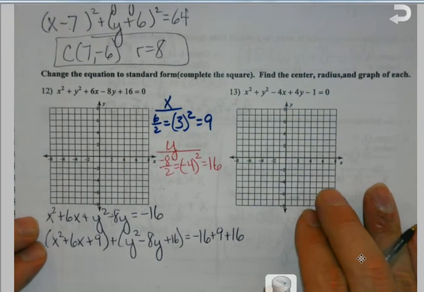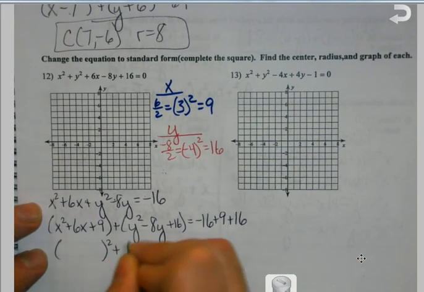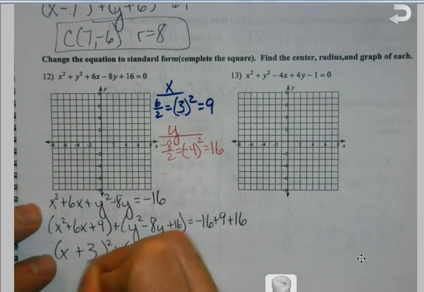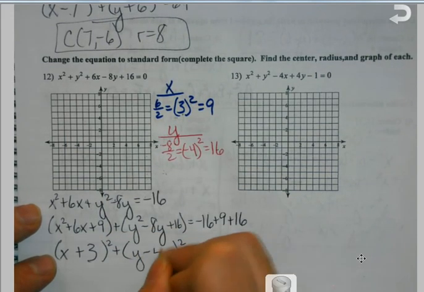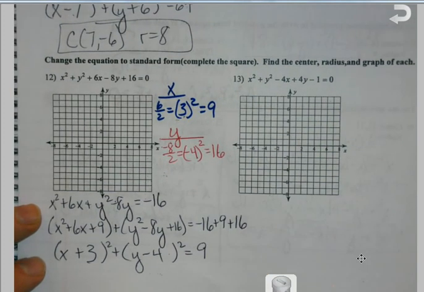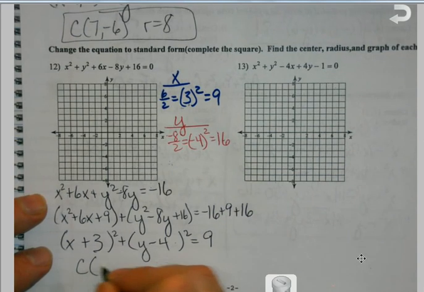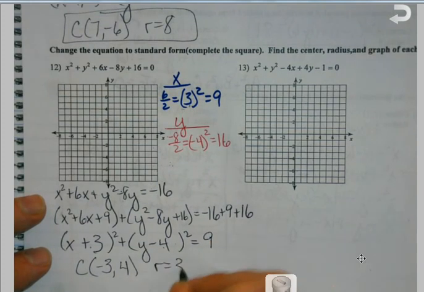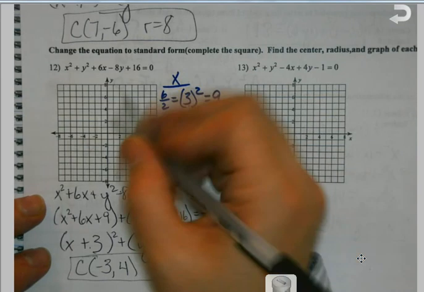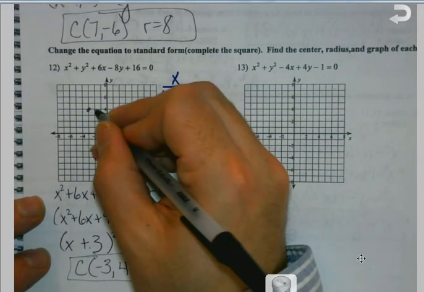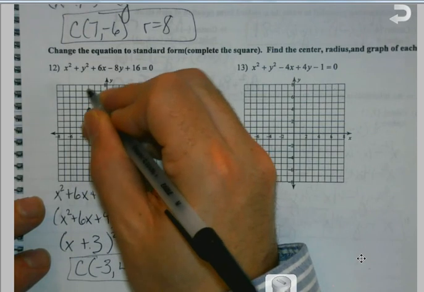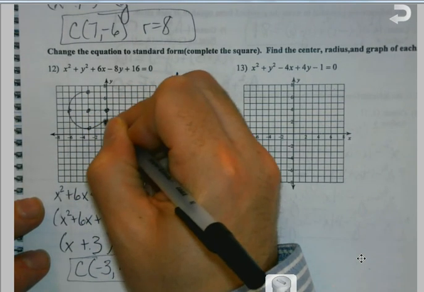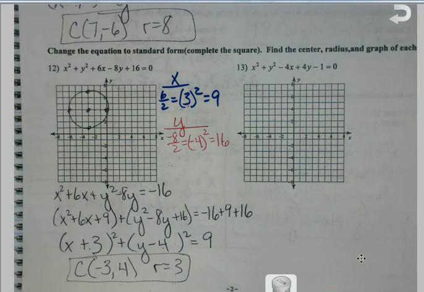So, all right, we grouped off the x's and y's. Now we're going to get them into their binomial form. Again, just steal your b divided by 2 value, so positive 3 for x, negative 4 for y. I'm into standard form. So I can find my center by using the opposites of h and k. And my radius is the square root of 9, which is 3. And then again, just 3 out in each of your basic directions. And you're ready to roll.